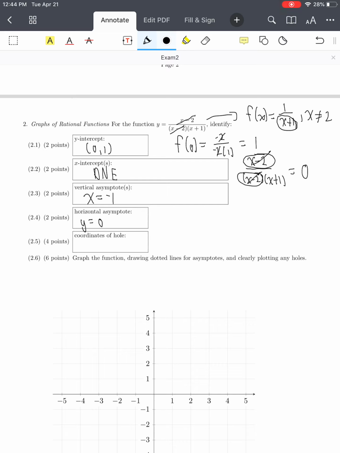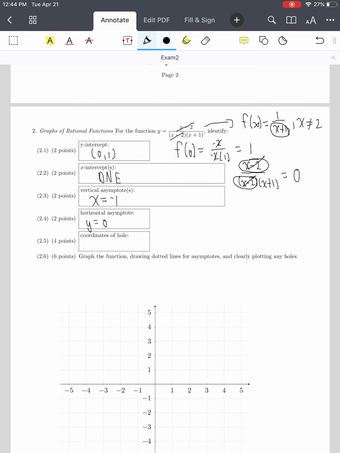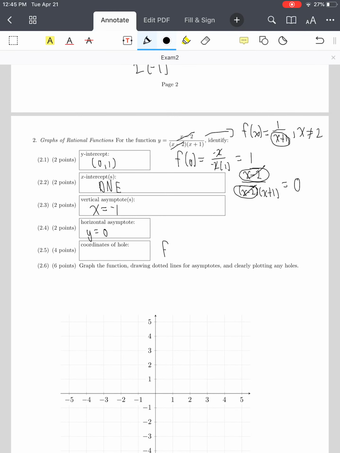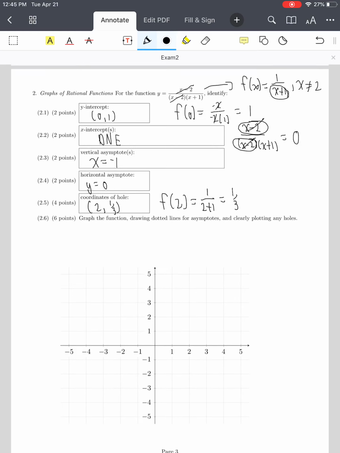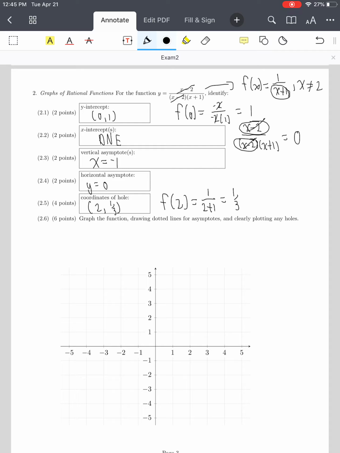And also just remember that since there's more powers of x in the denominator than the numerator, it'll go to 0. And the coordinates of the hole, let's see, that's where we plug in x equals 2 into the simplified function to find out where the hole actually is. So f of 2 equals 1 over 2 plus 1 equals 1/3. So here our coordinates are 2 and 1/3.